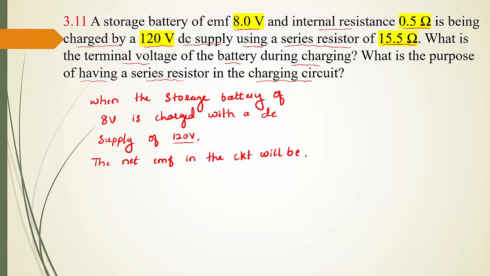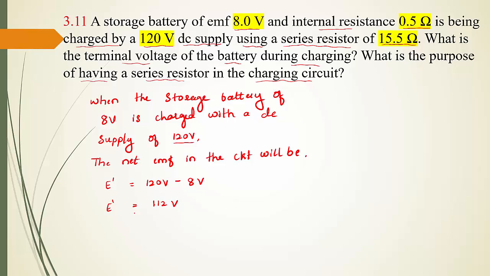How do we find the net EMF in the circuit? Let us take the net EMF as E dash equal to: the storage battery is going to be charged with the help of the DC supply, that is 120 volt, minus the storage battery, 8 volt. So 120 minus 8 gives the net EMF in the circuit. 120 minus 8 is 112 volt. This is the net EMF in the circuit, E dash equal to 112 volt.